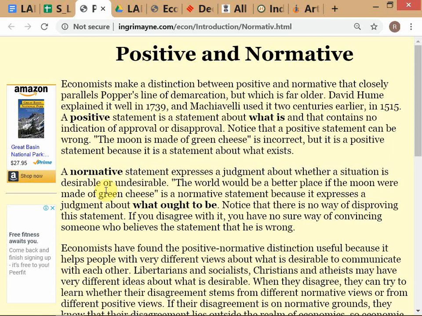It's not saying the moon should not be so far away, or the moon should be more bright. It's not making a statement about what should be. It is telling you about what is. It's making a statement about the state of affairs, which may be wrong. The statement may be wrong, but you have to look at the nature of the statement. Is this clear? These are some theoretical concepts you should be clear about.